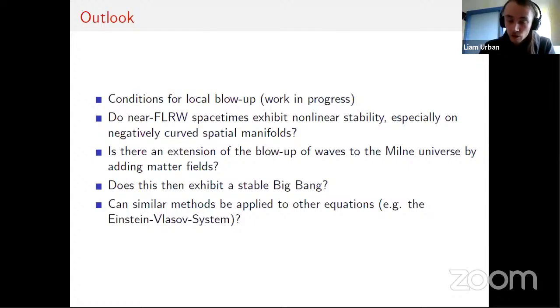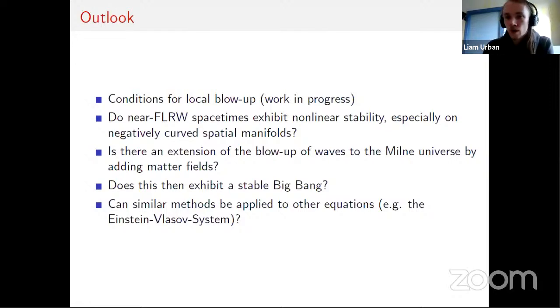Another way that we can go with this is, again, that just applying this to the Milne universe probably won't yield too great results if we consider the massless case, because the Riemann curvature tensor just doesn't blow up, so we don't expect anything to happen. But we do suspect that if we add some kind of matter fields to this universe, this may be able to still generate a type of blow-up, and so we are considering applying this entire procedure to the Milne universe with some matter field added.